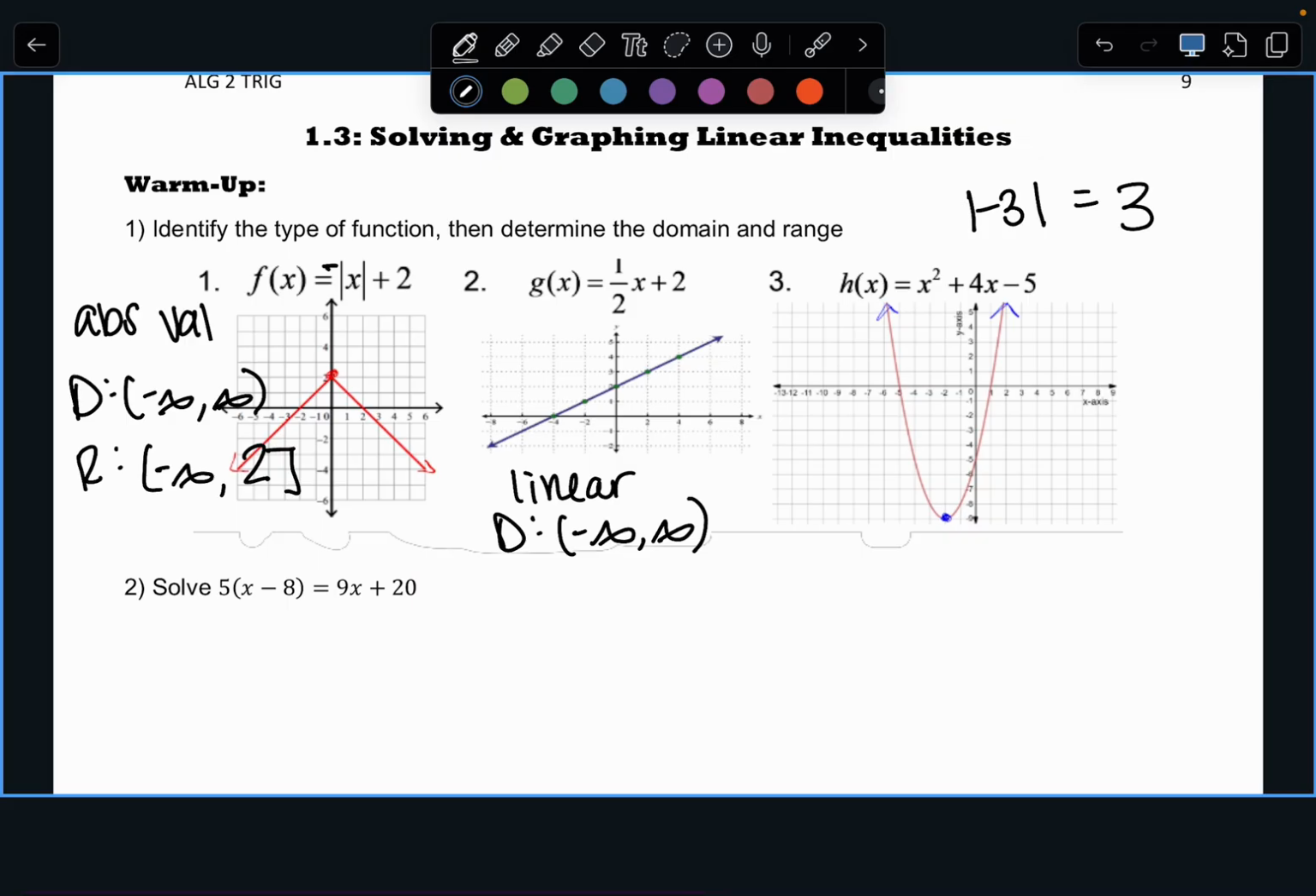Down here we have points. To the top we have points. And that's the same for every linear function. It's always negative infinity to infinity.